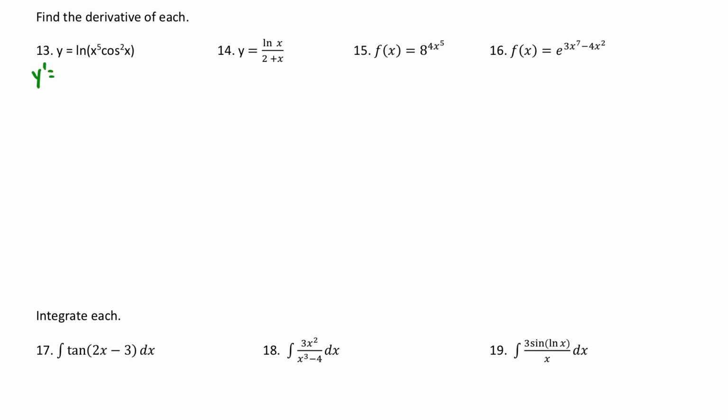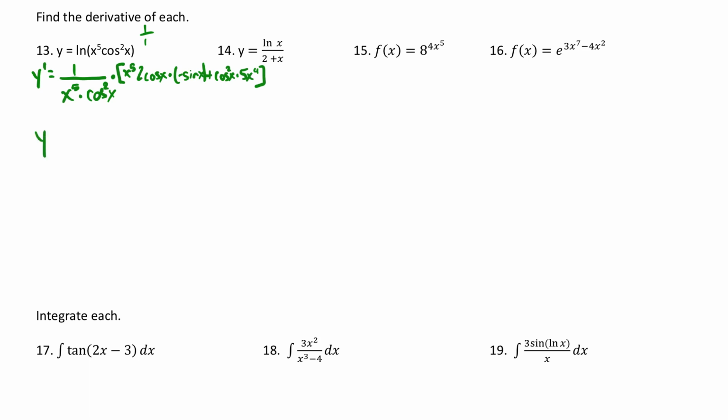So y prime will be, natural log is 1 over this, so it'll be 1 over x to the 5th times cosine squared x. Now I need to chain rule it. So in this chain rule, I have to take a product rule. So first times the derivative of the second, which would be 2 cosine x times negative sine x plus the second, which is cosine squared x, times the derivative of the first, which is 5x to the 4th. That's a lot of writing in there.